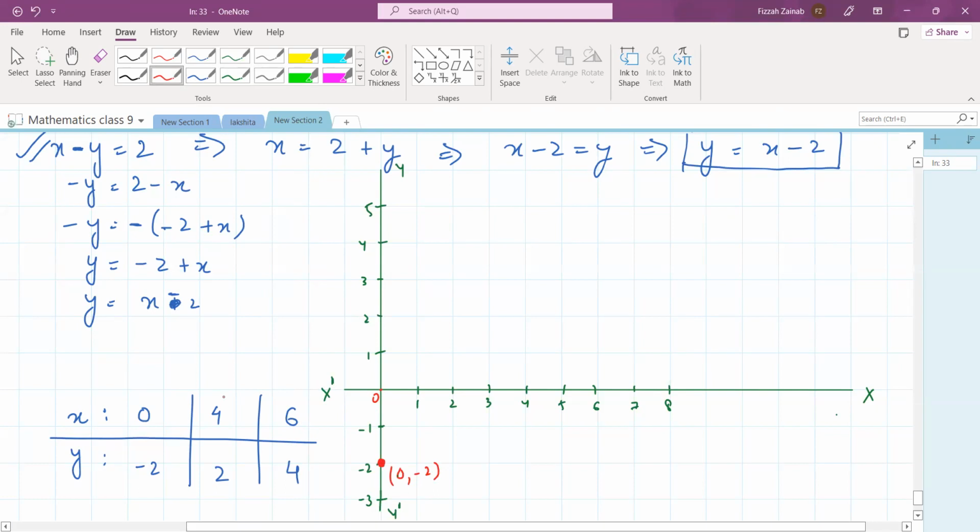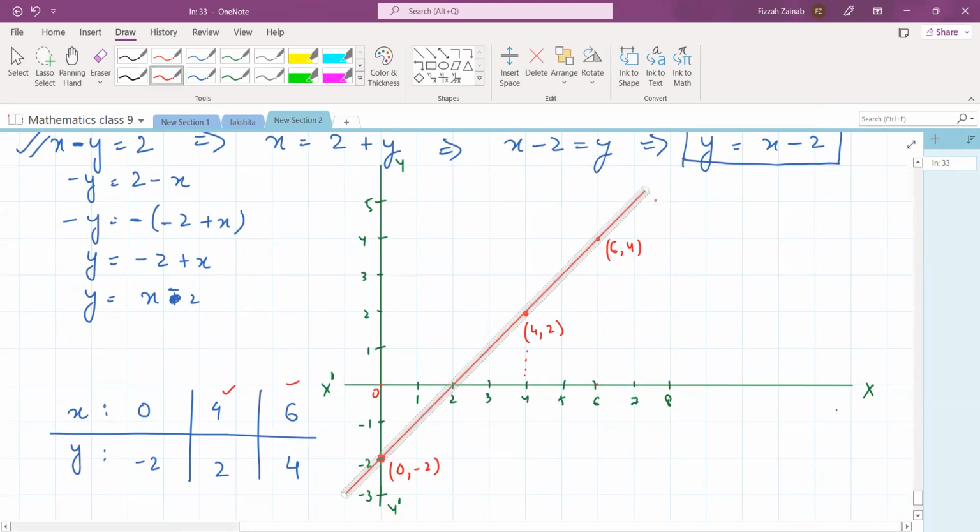Next, x is 4, y is 2. So x positive 4 is here and y positive 2. That means here. This is the point. So x is 4, y is 2. Now next, x is 6, y is 4. So this is x is equal to 6 and y 4 means here. x is 6, y is 4. So I've got my 3 points. So just join them with the help of a scale. So this is how the graph looks like. Now write your equation on it. So this is x minus y is equal to 2.